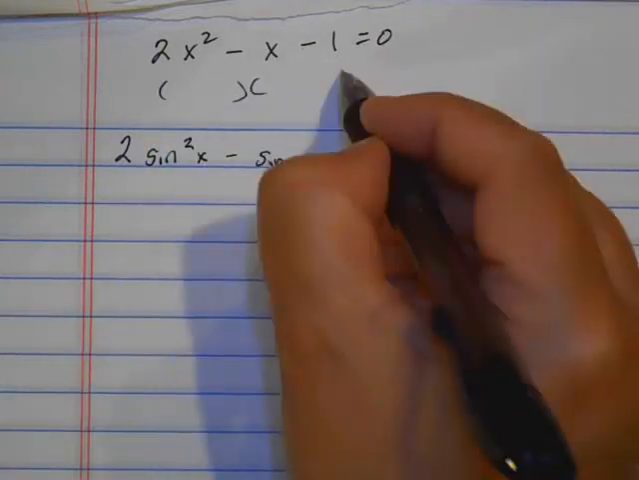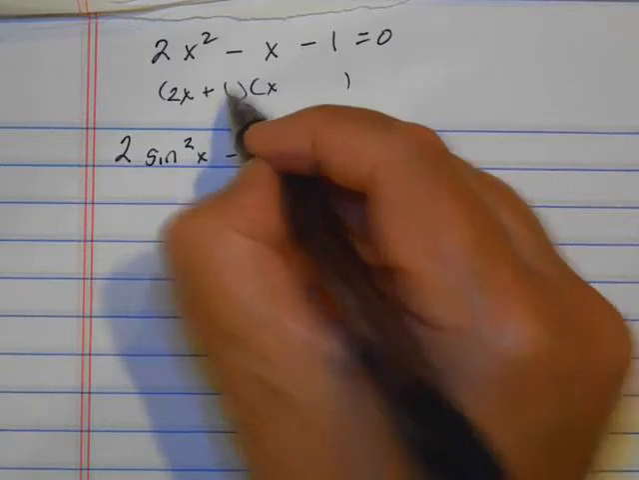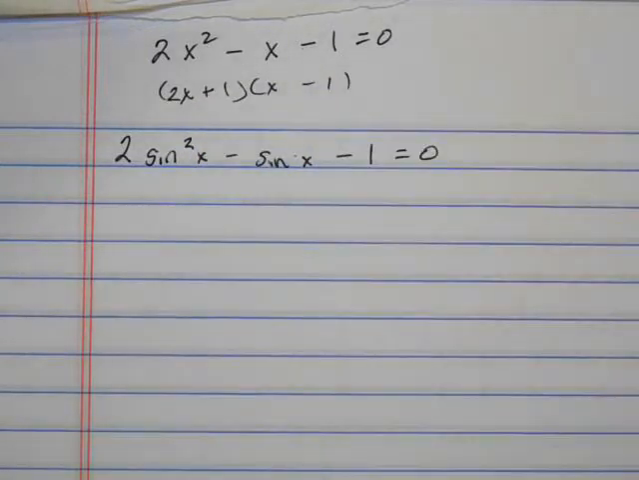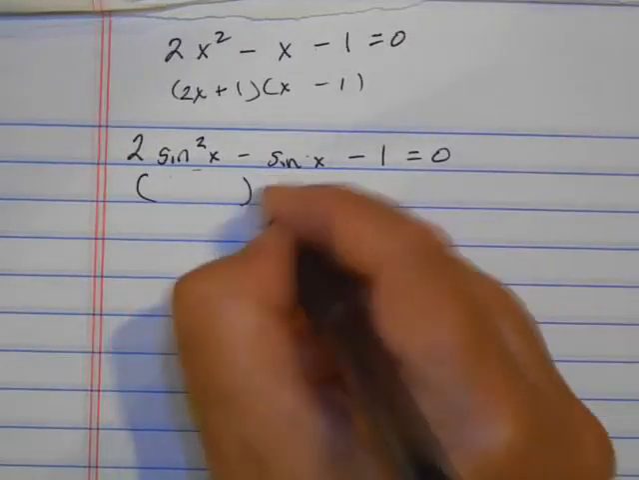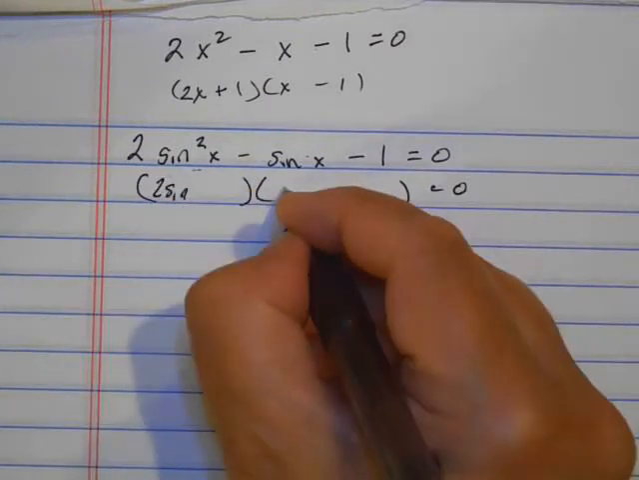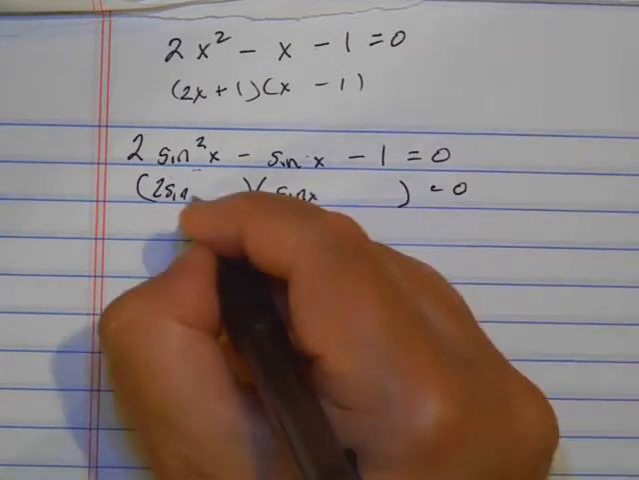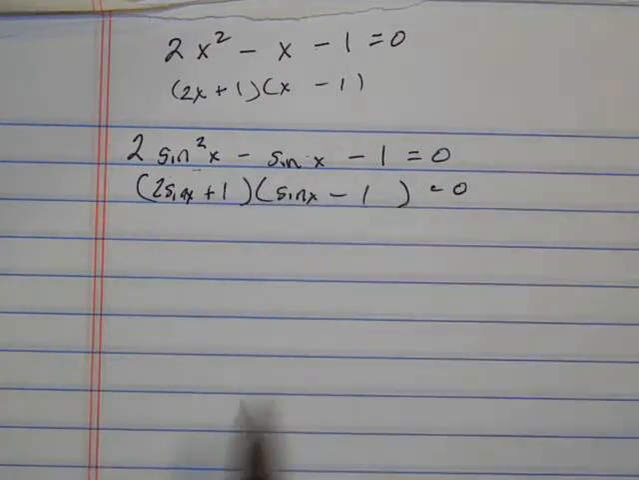You would factor it. Put a 2x and an x, and put a plus 1 and a minus 1. So in the same way, we could just pretend like this is an x, and we can factor this one. So I have 2 sine and just sine. And then here I would have a plus 1 and a minus 1. Think about if you solve that.